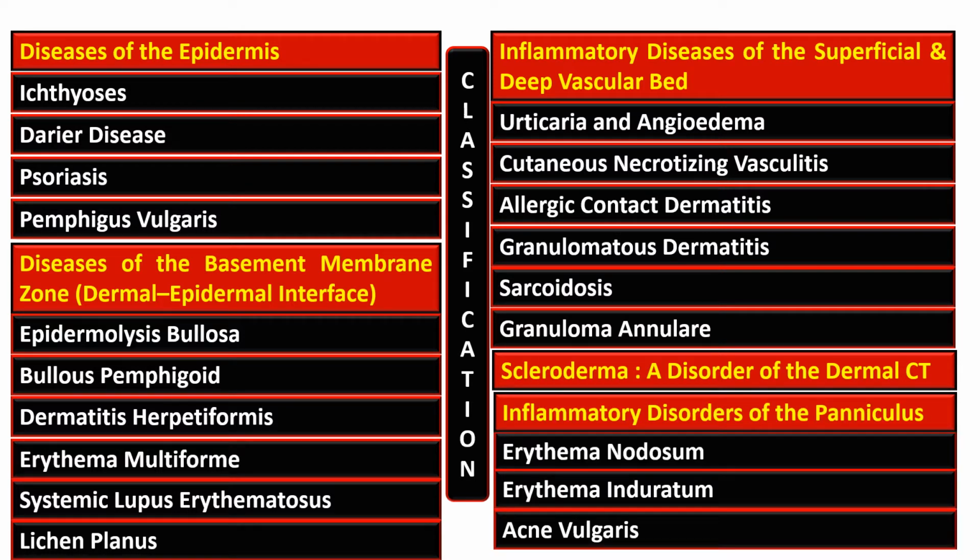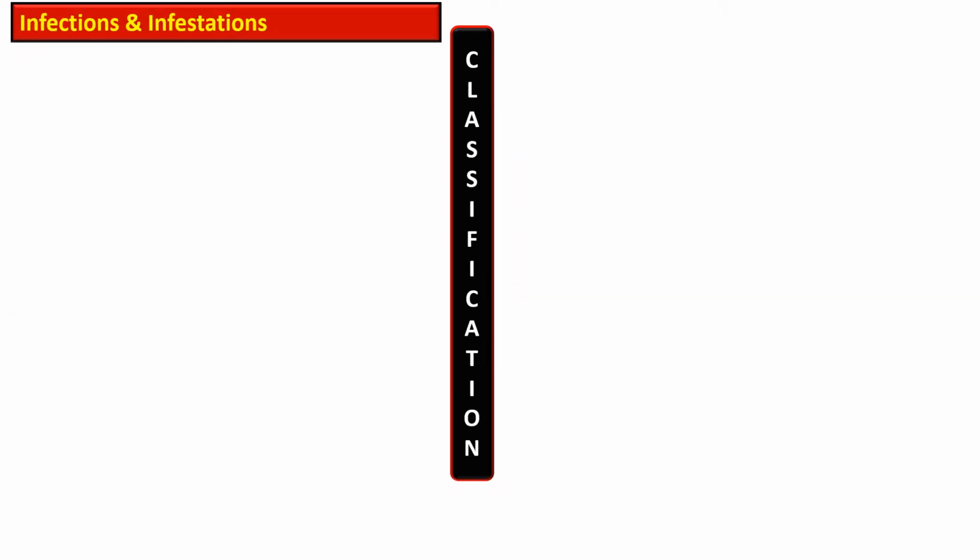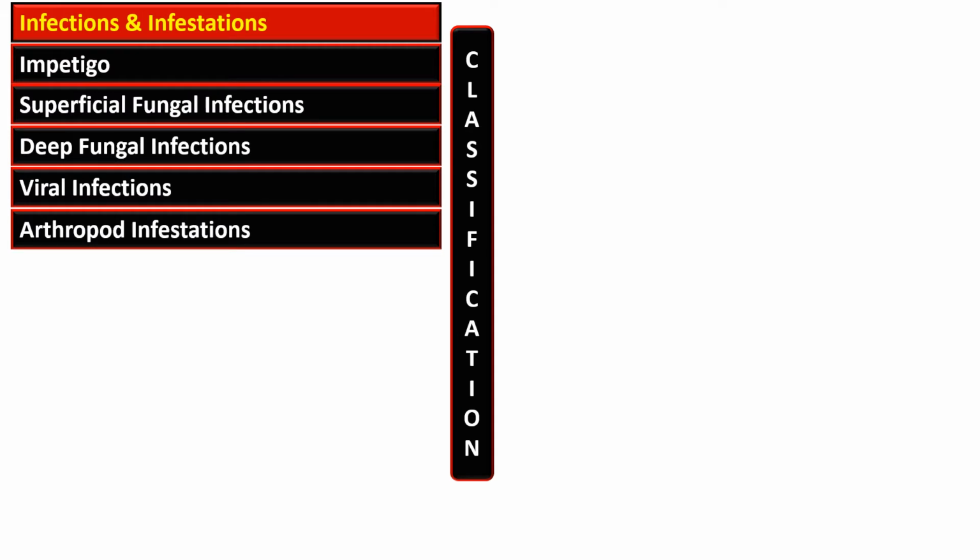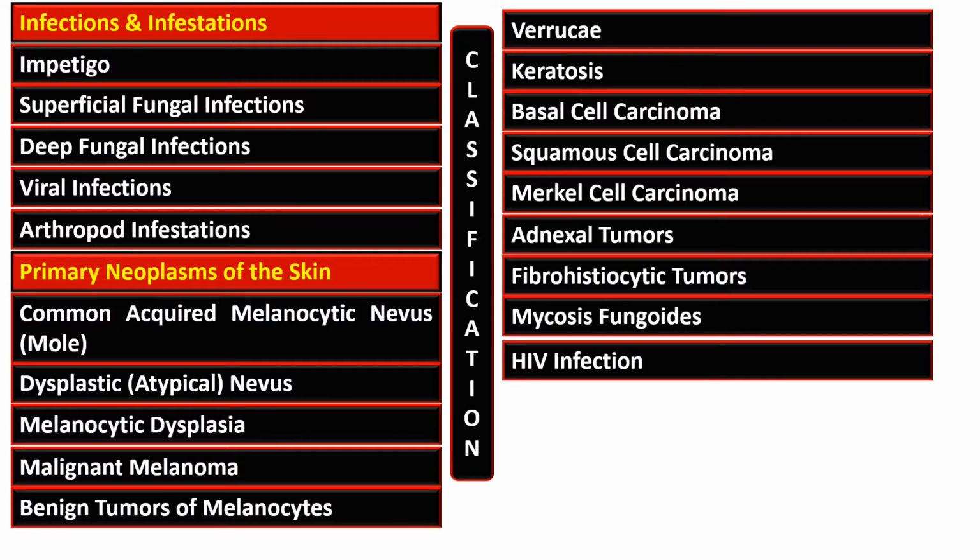The inflammatory disorders of the panniculus are erythema nodosum and erythema induratum, while acne vulgaris is the inflammatory lesion of the appendages of the skin. The infections and infestations that are peculiar to this area are impetigo, superficial and deep fungal infections, viral infections, and arthropod infestations.